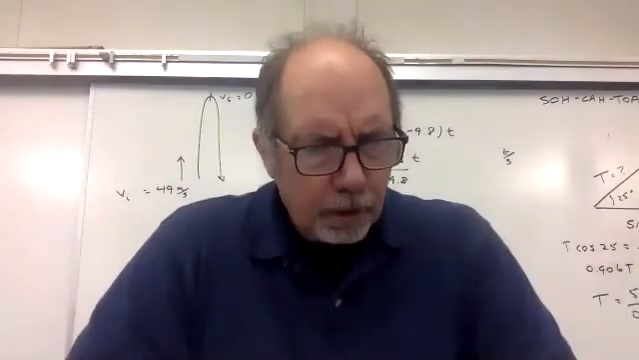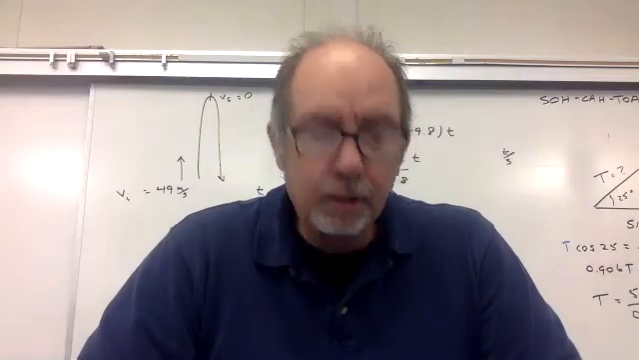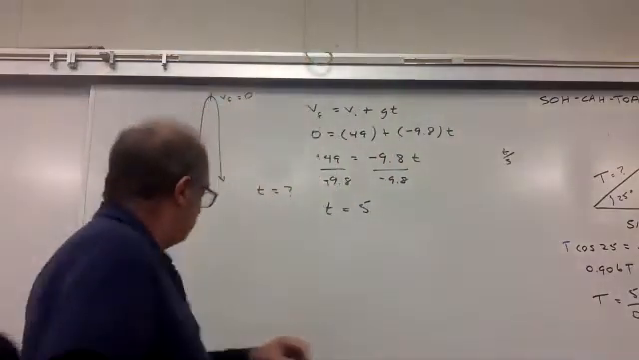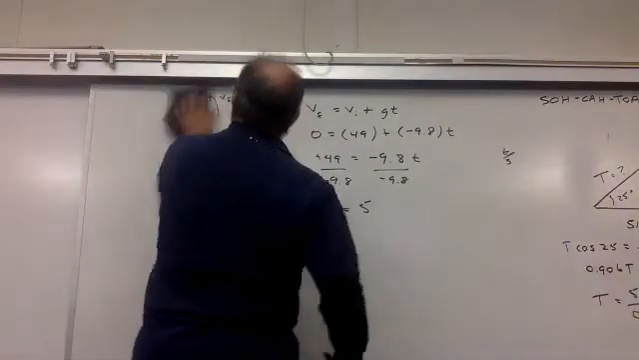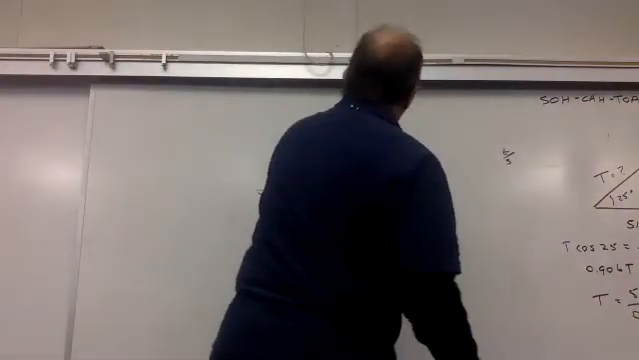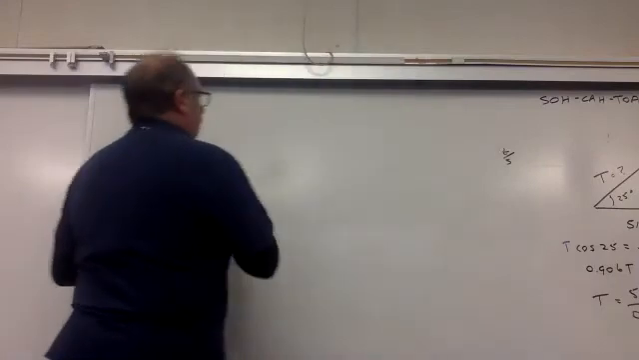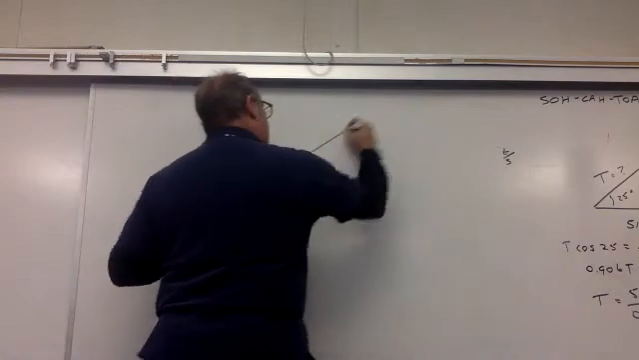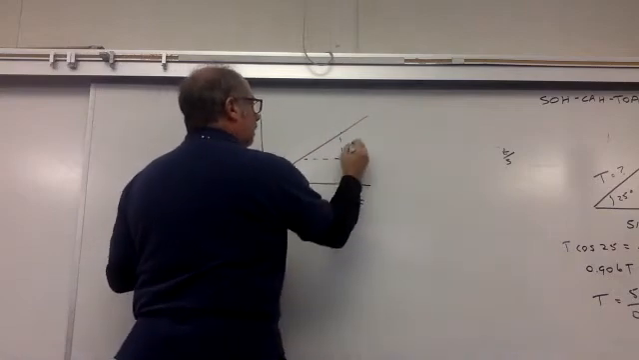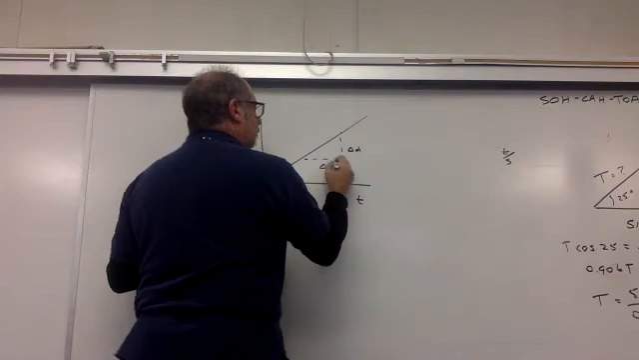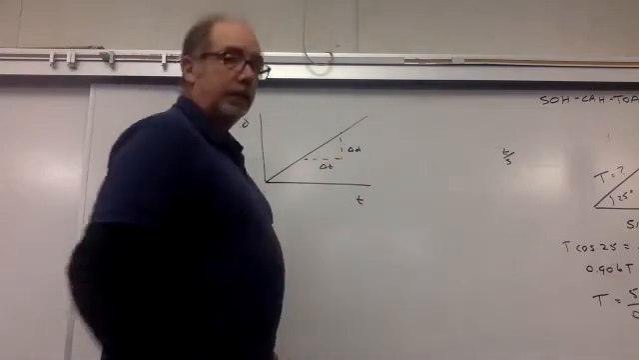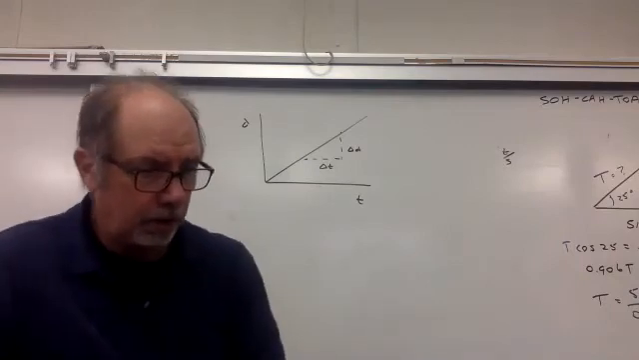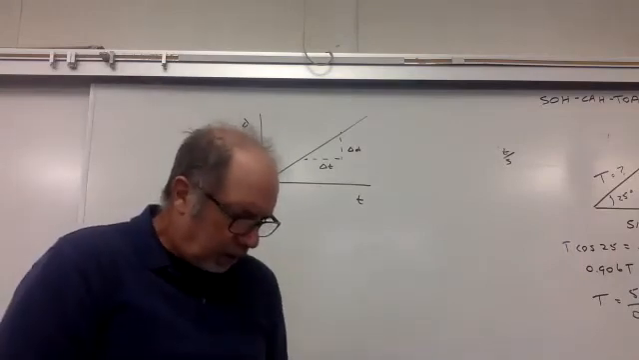Okay, number 11. Slope on a distance time curve indicates velocity. Yes, it does. So distance time, change in distance over change in time, and that is velocity. Slope indicates velocity for a D versus T.